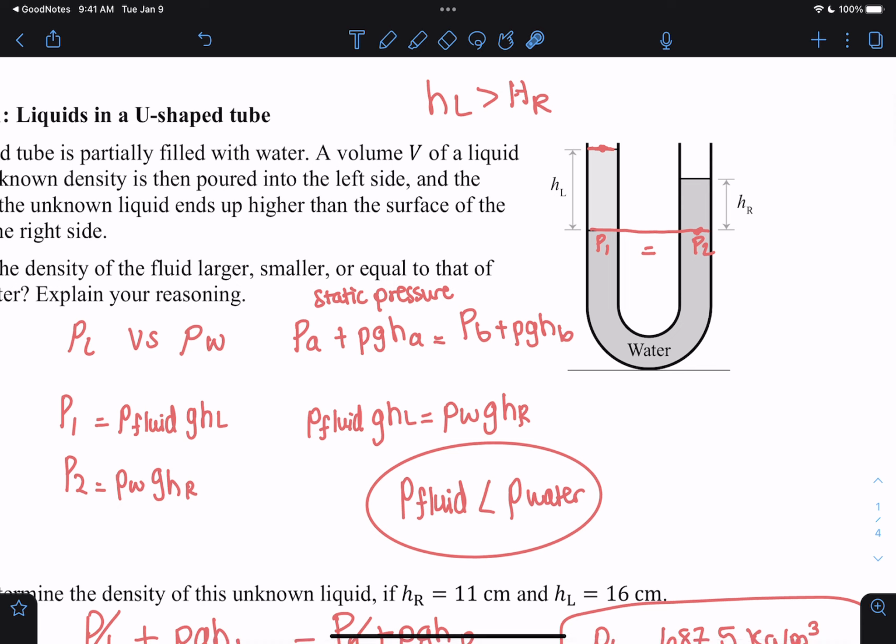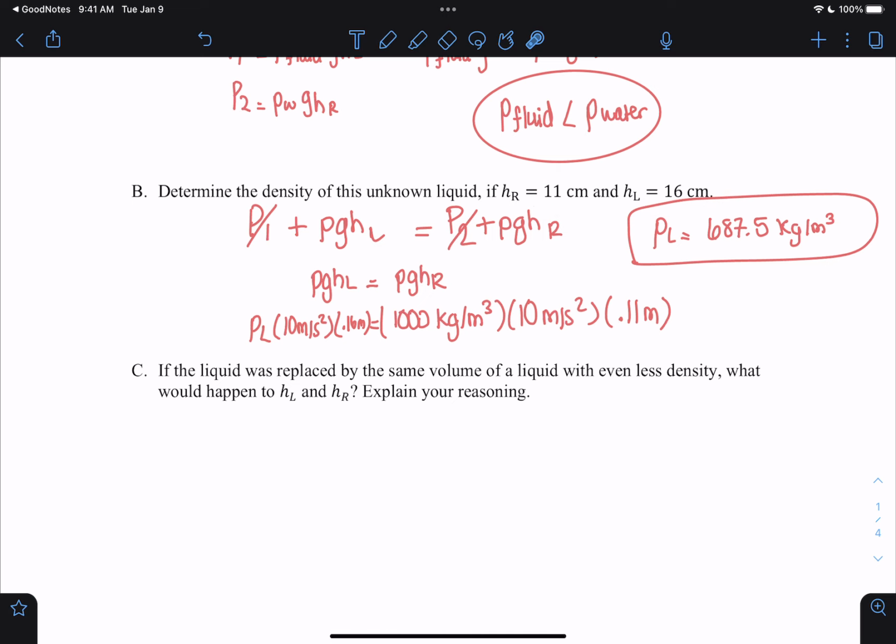in this case, if they're asking us, what if we just kept the heights the same and we didn't change them? And now we just want to mess with the densities a little bit. How does that change the height? If we kept these heights, for example, 11 centimeters and 16 centimeters, and we're just playing with the density a little bit.